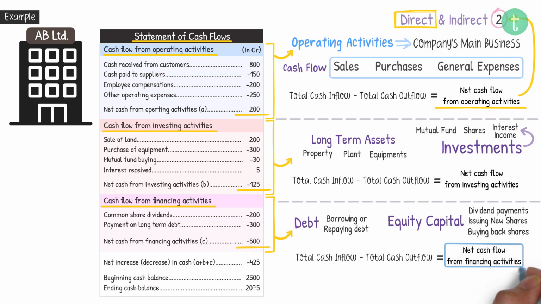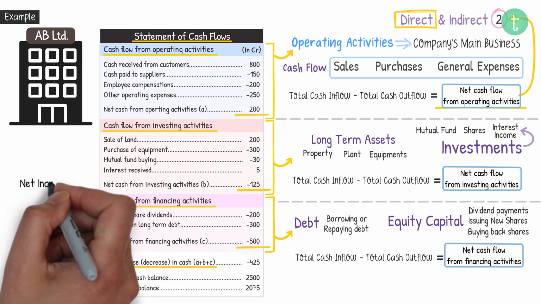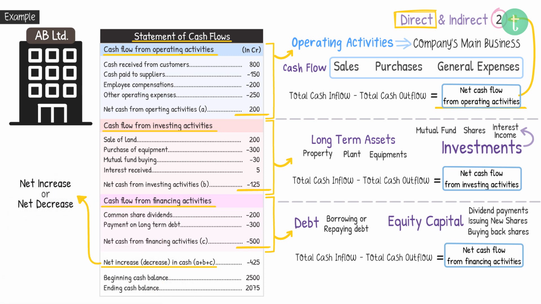Afterward, the net cash flow from all three parts is added, which gives the net increase or net decrease in the company's cash balance over the year. Then, we add the net increase or decrease in cash to the company's cash balance at the beginning of the year, which gives the ending cash balance for the year.